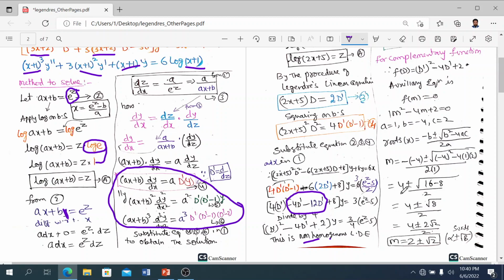So minus into minus plus 4 plus or minus root of 4 squared, 16 minus 4 times 2 is 8, by 2 times 1 is 2. 16 minus 8 is 8. 8 can be written as 4 into 2, 4 square root 2 into root 2. So dividing by 2, it becomes 2 plus or minus root 2. Since it is in the form of alpha plus or minus root beta, that is surds. So alpha equals 2, beta equals root 2.